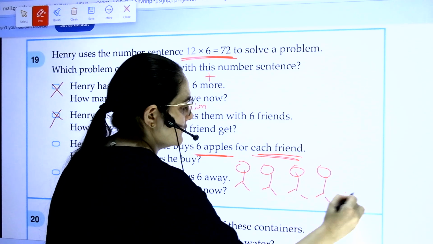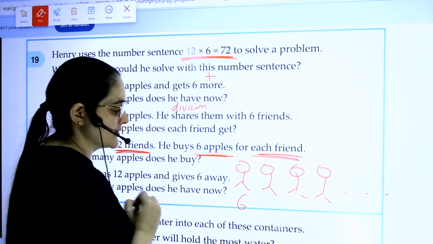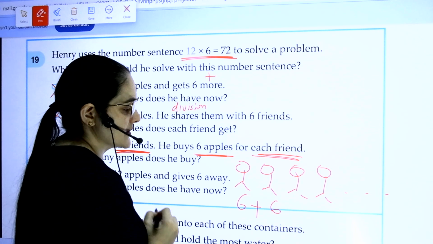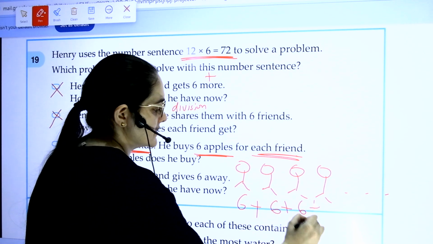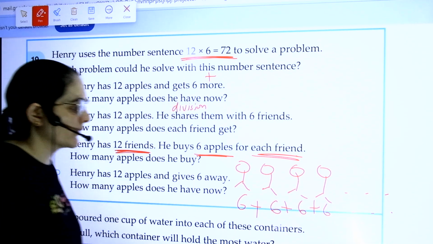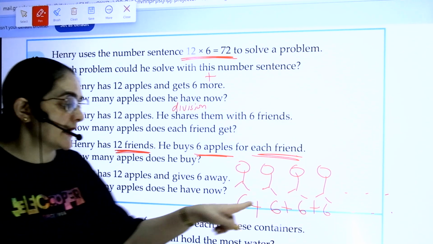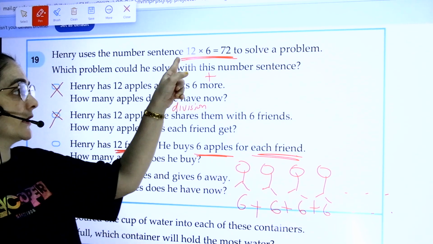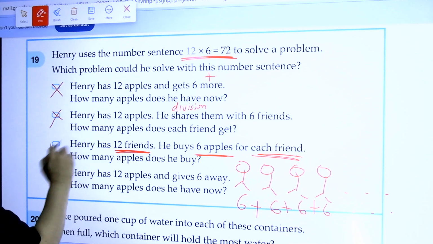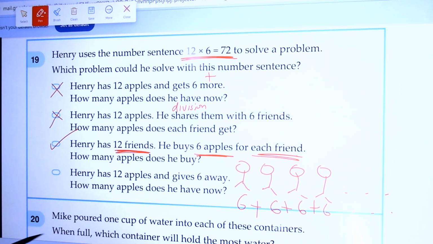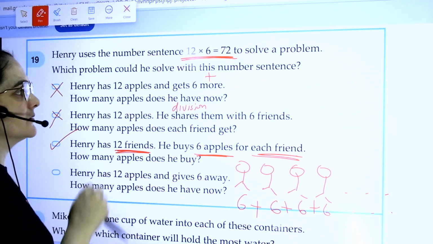He has 12 friends and he is buying 6 apples for the first friend, 6 plus 6 apples for the second friend, 6 plus 6 dot dot dot 12 times. So that means he's adding 6 12 times. That is 12 times 6. This makes sense. So this number sentence will give him a reasonable answer.